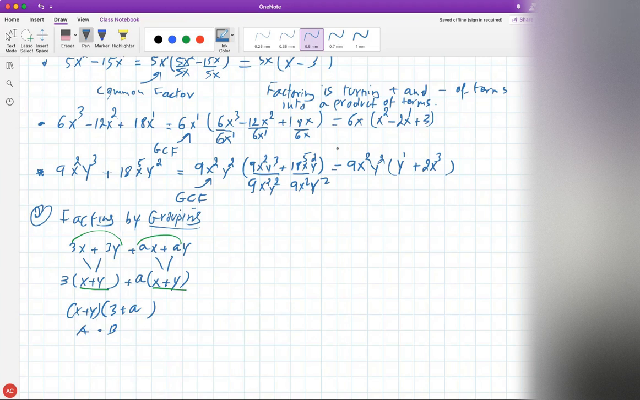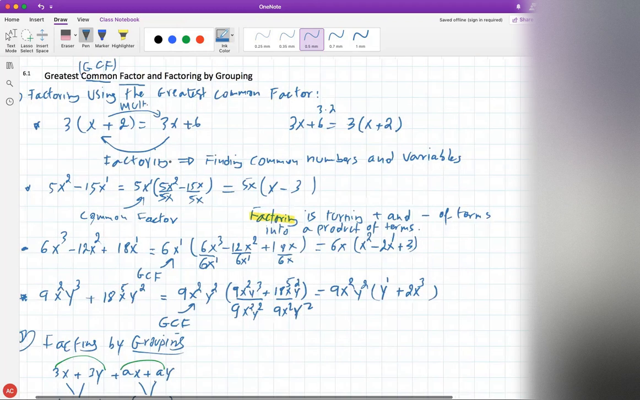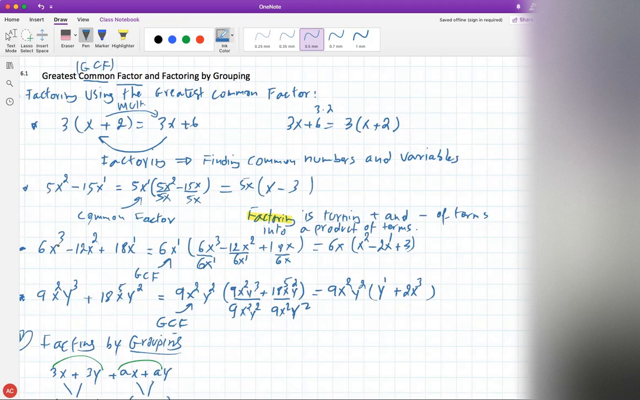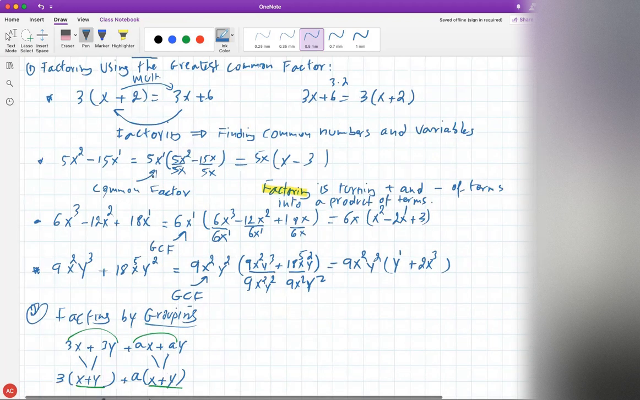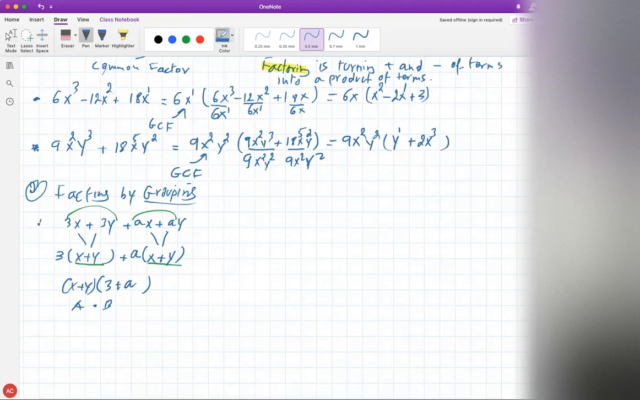This multiplied by this, and again, that's the purpose of factoring. It's turning addition and subtraction into a product, and that's what we did. We turned addition and subtraction into a product or a multiplication. Even though we didn't have a common factor for all the terms, we were able to factor using grouping. So first, try to find a common factor for all the terms, if possible. If you don't have one, then we try other ways. One of the ways we try is this one, factoring by grouping.